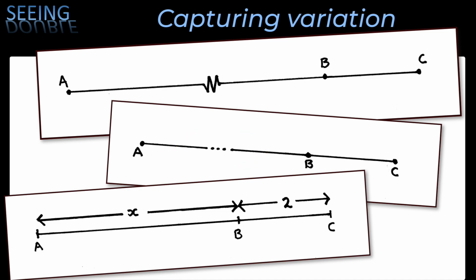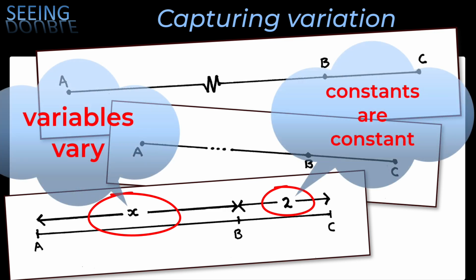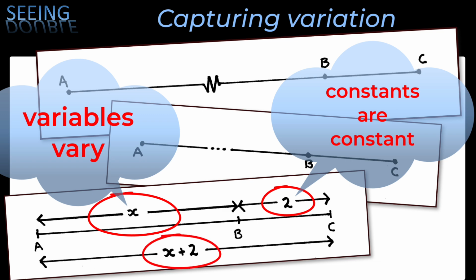The third attempt represents the varying length with the variable x, and contrasts it with a constant length labelled with a constant 2. This makes sense because variables vary and constants are constant. Based on that thinking, the other line segment with varying length, segment AC, can be labelled with the expression x plus 2, which is a varying quantity 2 more than x in length. Which of these do you like? Did you come up with other ways to represent variation on your page?